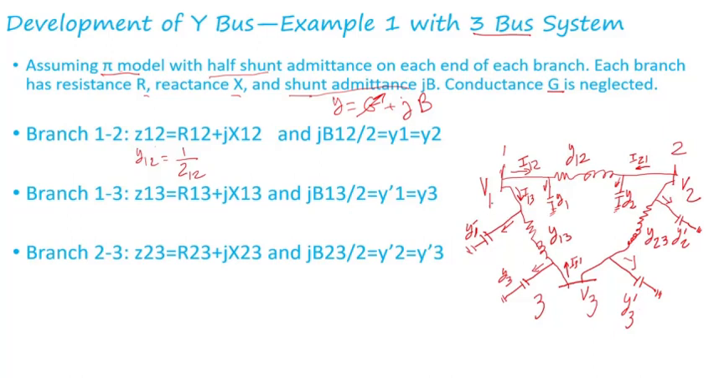Branch 1, 3 is the same thing. It has admittance of Y1,3, and the shunt admittance halves are Y prime 1 and Y prime 3. I called it prime because branch 1, 2 has Y1, just to differentiate. Branch 2, 3, between bus 2 and 3, has admittance of Y2,3, and the shunt admittances are Y prime 2 and Y prime 3.